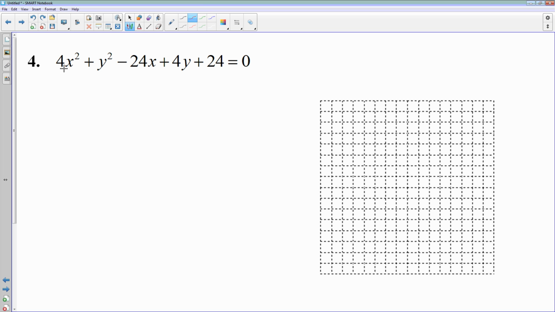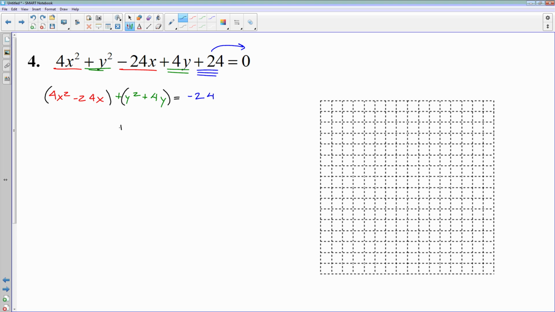And I start by grouping my like variables. So I have 4x squared and negative 24x, and then I have a positive y squared and a 4y. And then I'm going to take this 24 and move it to the other side and make it equals negative 24. The constant is going to get moved over. Then I'll group my x's, I'll group my y's, and I have to complete the square.